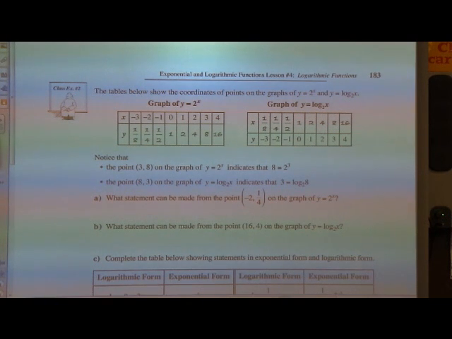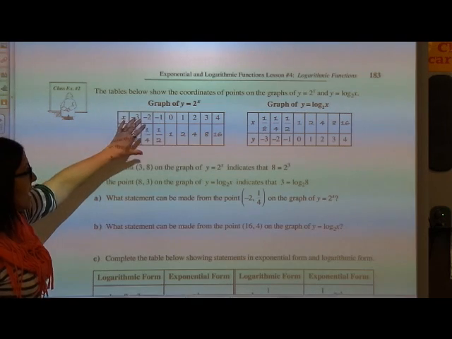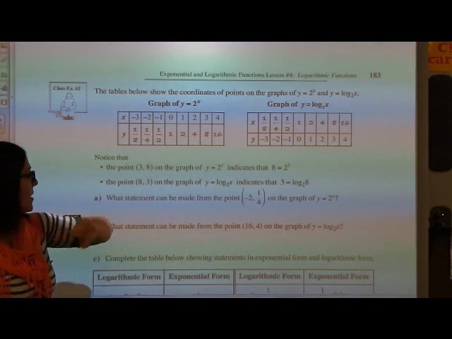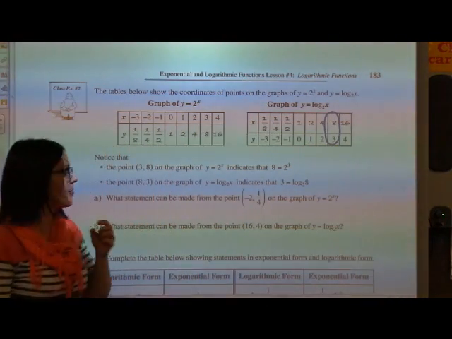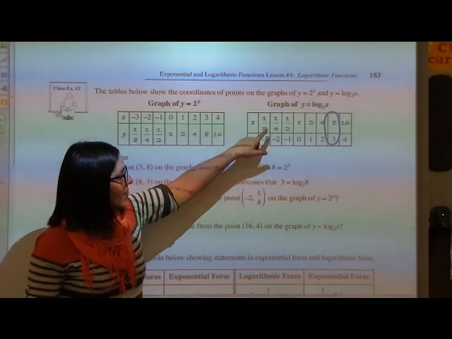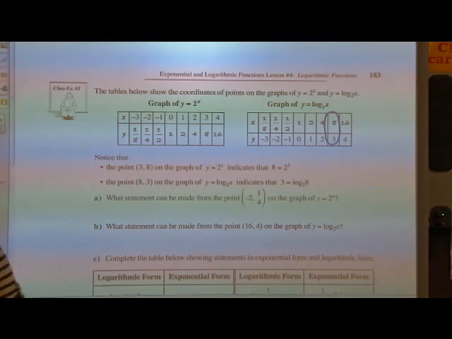So the table of values shown below are the coordinates of y equals 2 to the power of x and y equals log base 2 of x. The point 3 and 8 on this graph here indicates that 2 to the power of 3 equals 8. The similar point, although reversed, which is 8 and 3, on the log graph indicates that log base 2 of 8 is equal to 3.